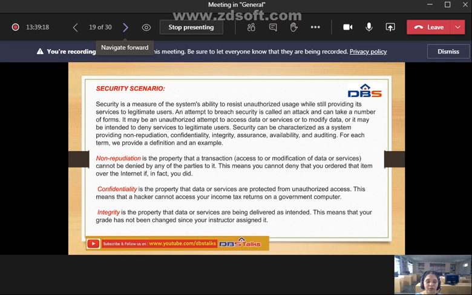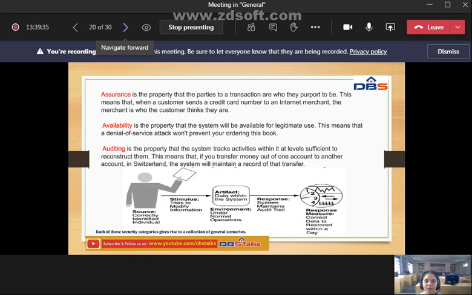Okay, now it's going to be delivered as intended. This means that your grade has not been changed since your instructor assigned it. It has not been changed in any way. That is called integrity. And assurance. Assurance means you need to give confidence to the other person.